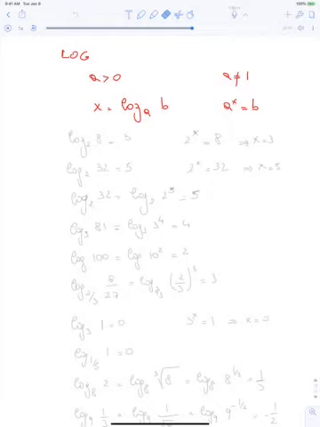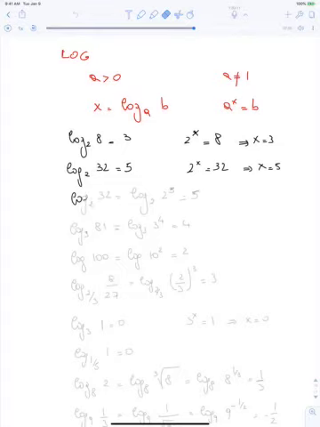Now, let's look at some examples. So if I have the log base 2 of 8, so this means the number x such that a power x is equal 8, well, this number is going to be equal 3. So the log base 2 of 8 is equal 3. The log base 2 of 32, 2 power x equal 32, means x equal 5. So this is going to be 5.